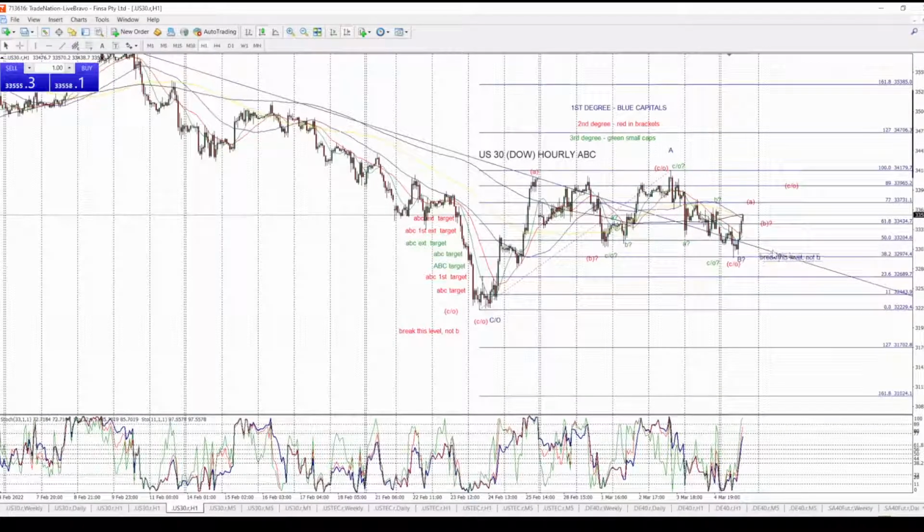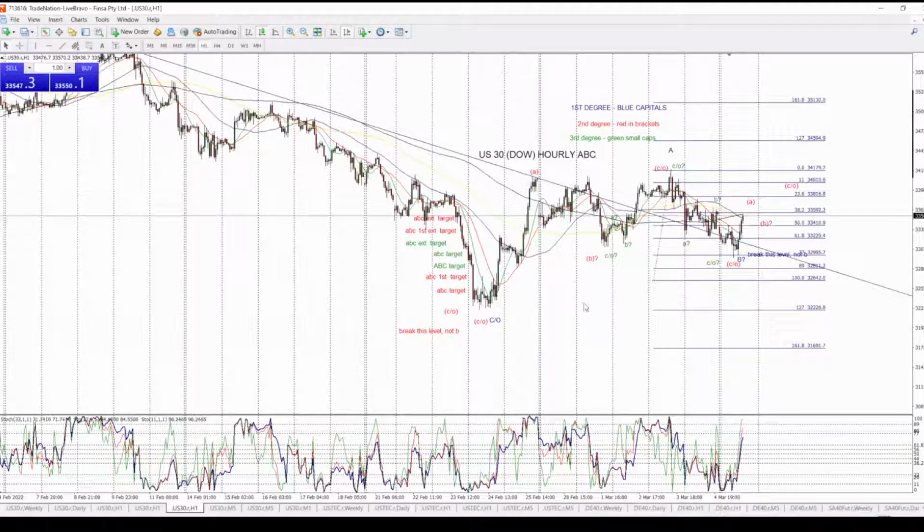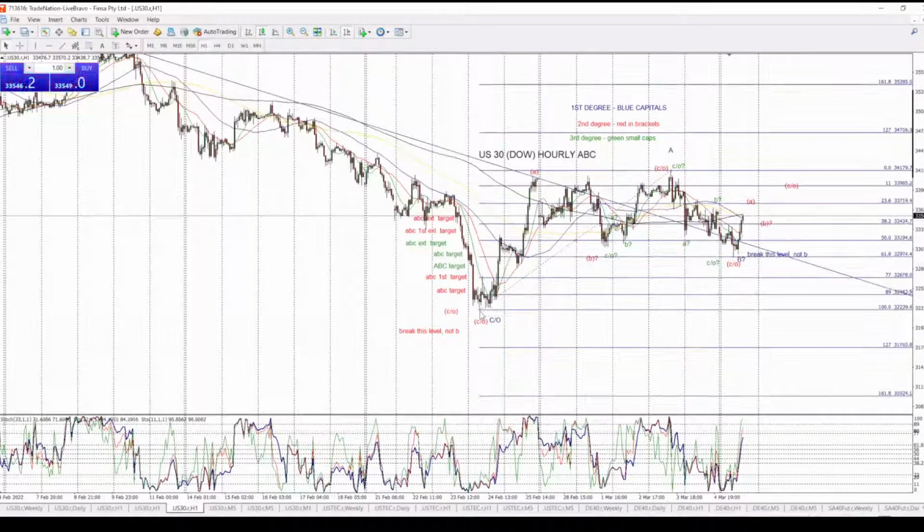Break of the 61% retracement of the move. The FIB says 38, but it's actually 61. Swing that round so there's no confusion. Break this level, not peak. So let's get our trend lines and channel lines right now.